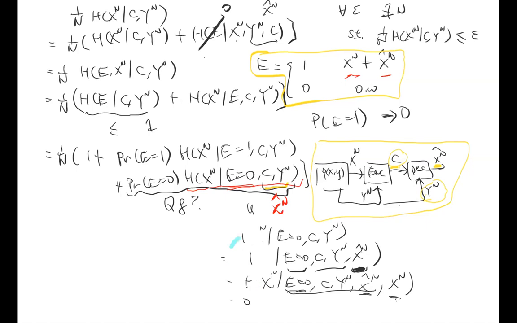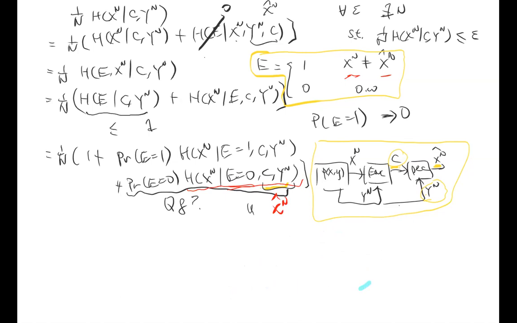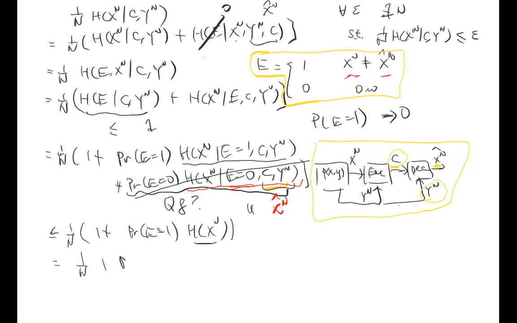So for this thing here, we can cross out the entire expression. I only have this left: 1 over n times (1 plus probability E equal to 1 times H of xn). This guy has a bunch of conditioning, but the whole thing is less than or equal to H of xn. And H of xn over n is basically just equal to H of x. So it equals 1 over n plus probability E equal to 1 times H of x.